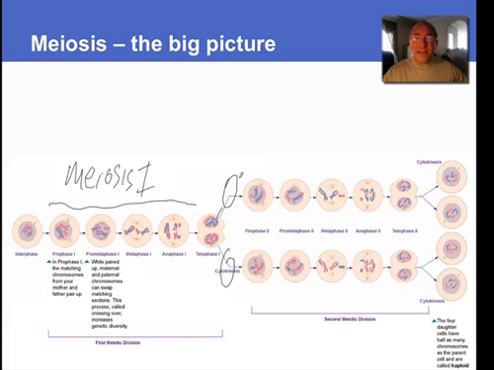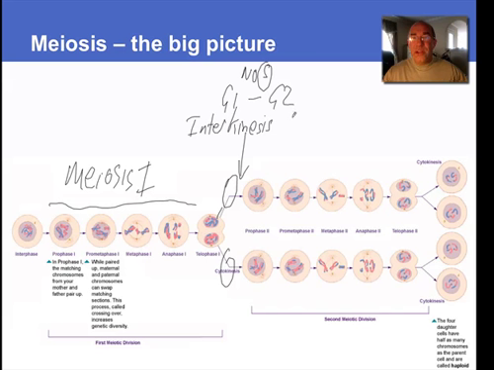In between cytokinesis and prophase 2, there is in fact another interphase consisting of G1 and G2. There's no S phase in this second interphase, and so we call this second interphase interkinesis. Interkinesis. No S phase. What would be the problem if we did have an S phase?